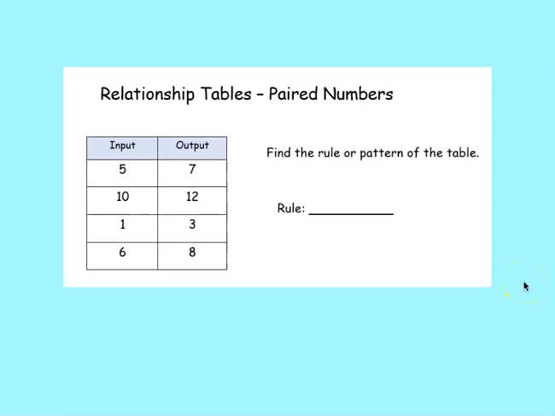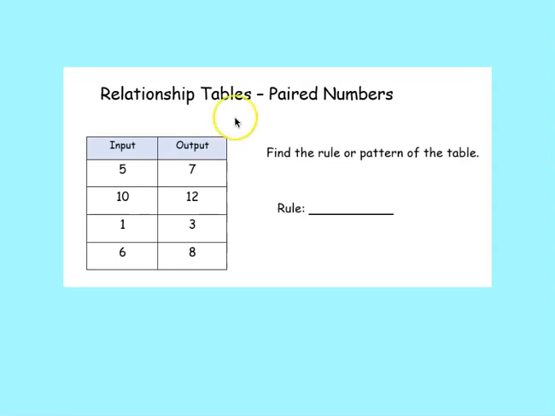It's Mrs. Ryan. Today we are going to be talking about relationship tables, paired numbers. So relationship tables, you've also heard them called input-output tables. They are also called paired number tables or function tables. They go by a lot of different words.